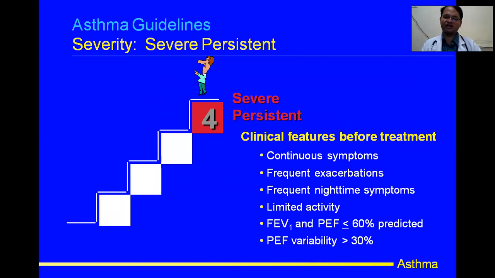Finally, we come to the severe persistent asthma. Here, the patient will be having continuous symptoms and the exacerbations will be frequent. The nocturnal symptoms will also be very frequent, and all this limits the activity of the patient. And if you demarcate the patient based on the spirometric values and PEF, the FEV1 and PEF will be less than 60% predicted, and the variability of PEF will be more than 30%.